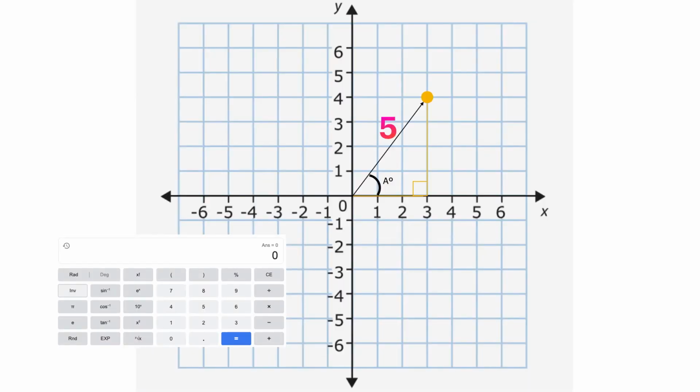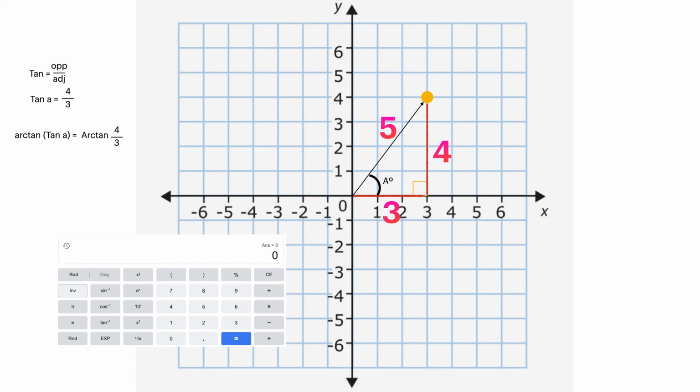So what we're going to do now is calculate tangent. We know those two sides: they are 3 and 4. And we know that tangent is opposite over adjacent. So tangent of the angle A is 4 over 3, because opposite is 4 and adjacent is 3.